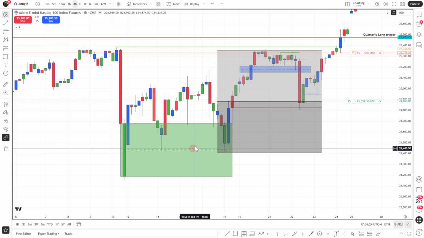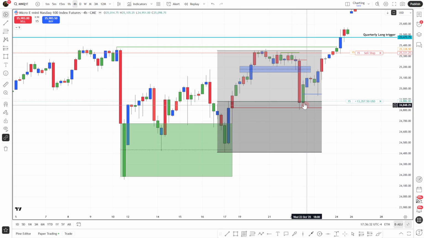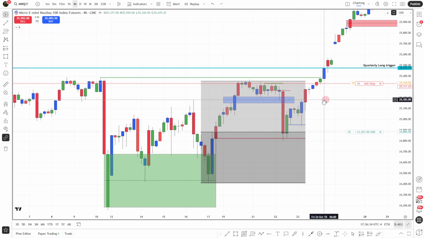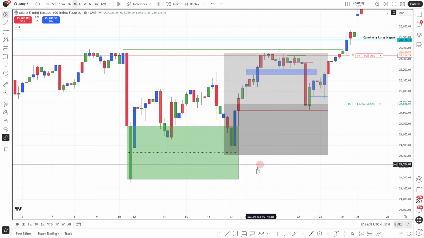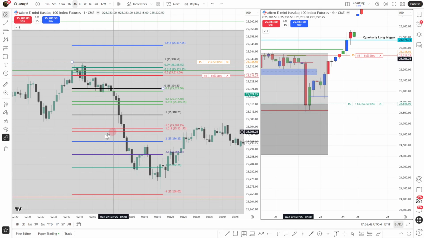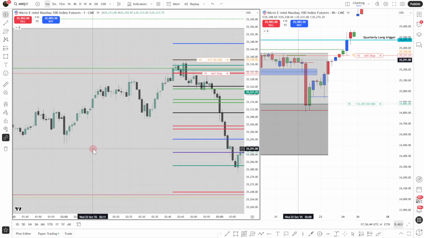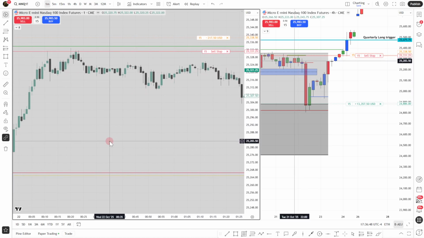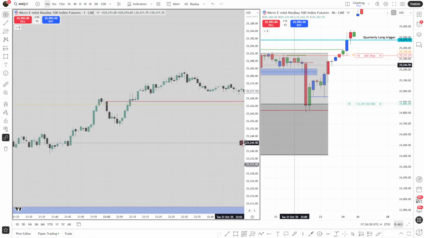Okay. And it's not till price comes down here, reaccumulates, doesn't even run it on the initial drive up, but comes back into discount. And then we get the continued move higher. So as we start doing that on a lower time frame, see if I can find an example.